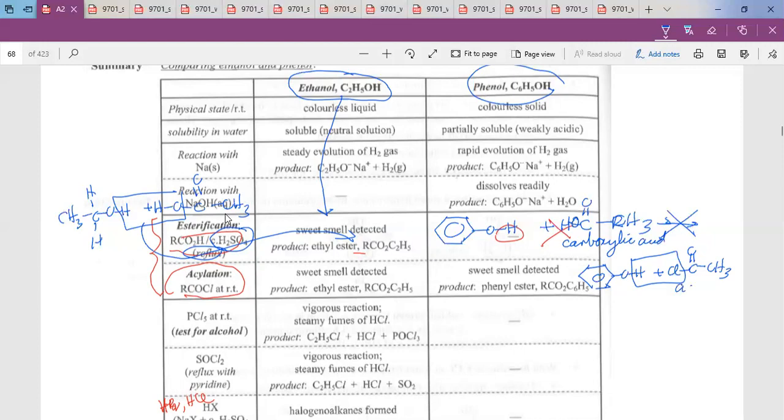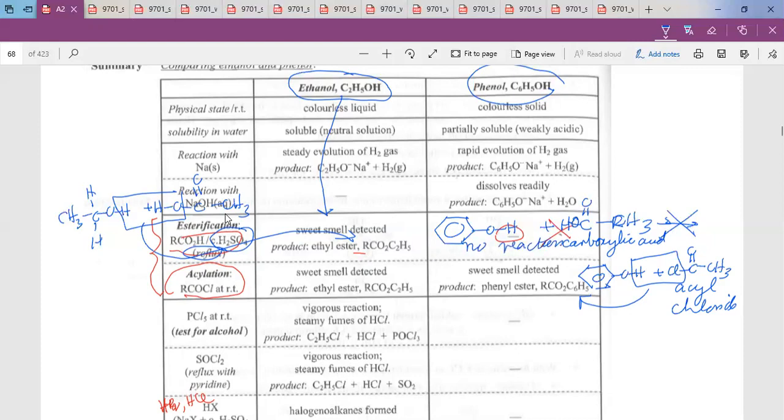But acyl chloride, this is how you form your ester with your phenol. Okay, now you must use acyl chloride. Now it comes out, this no reaction part here came out.